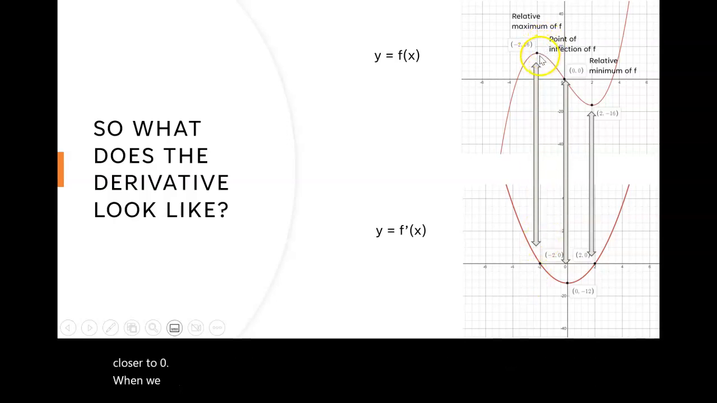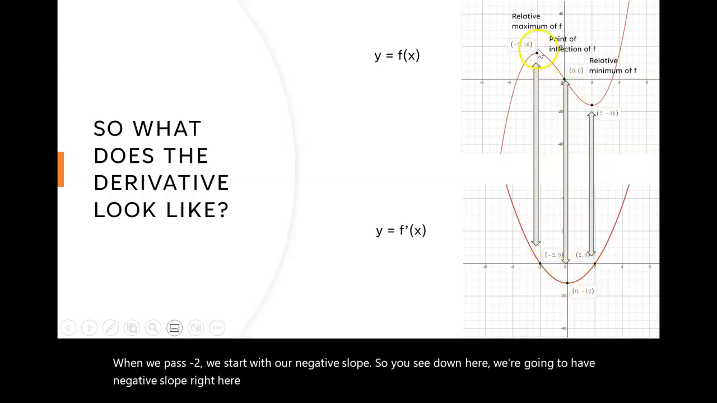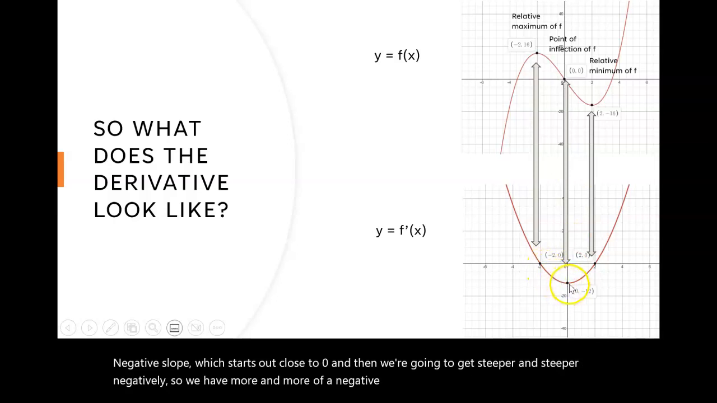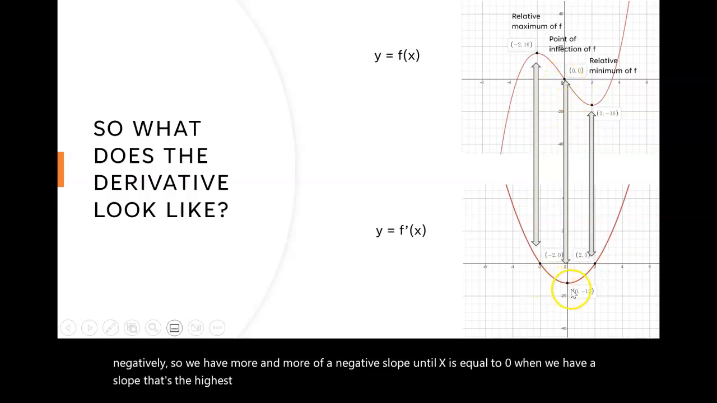When we pass -2, we start with our negative slope. So you see down here, we're going to have negative slope right here, which starts out close to 0, and then we're going to get steeper and steeper negatively. So we have more and more of a negative slope until x = 0, where we have the slope with the highest negative value. We say that's a slope of -12.